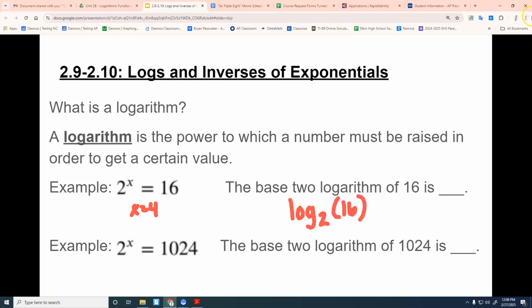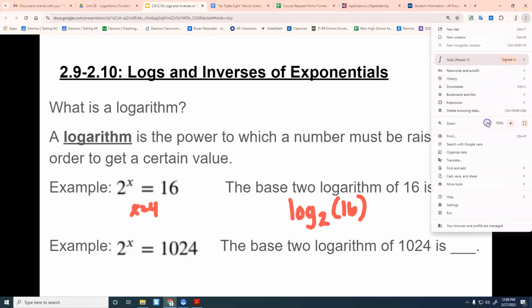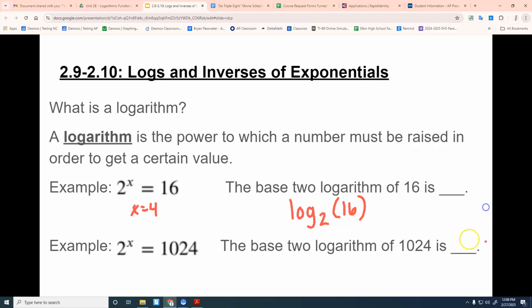I think I have zoomed in somehow and made this really huge. Okay, that's better. Okay, so the base 2 logarithm of 16 is 4.